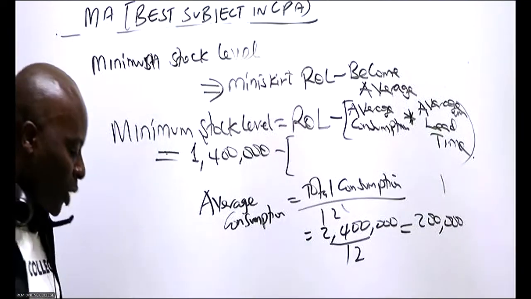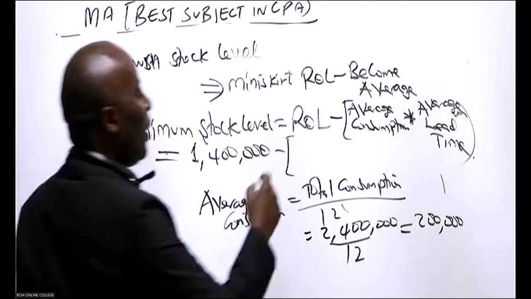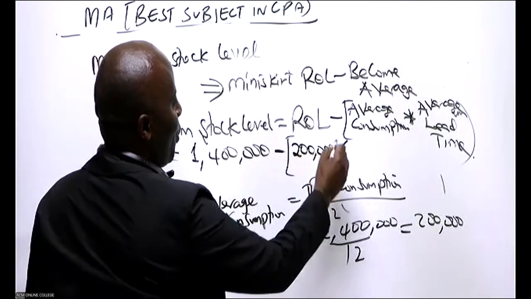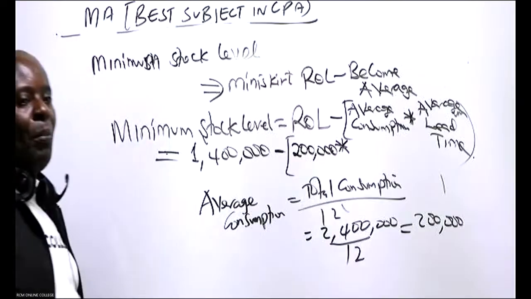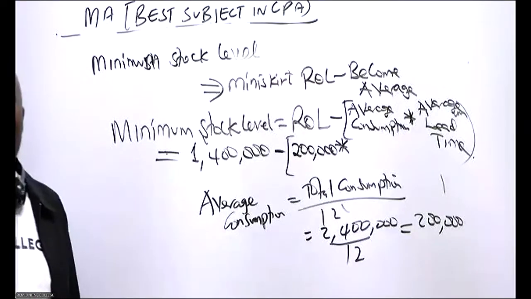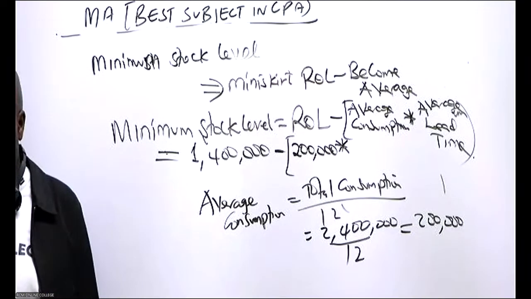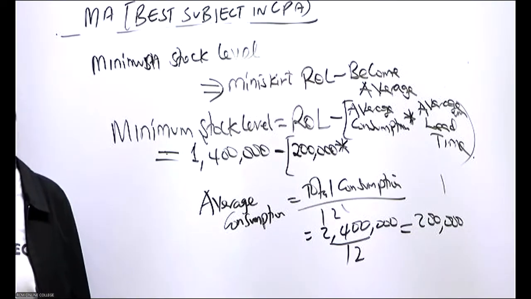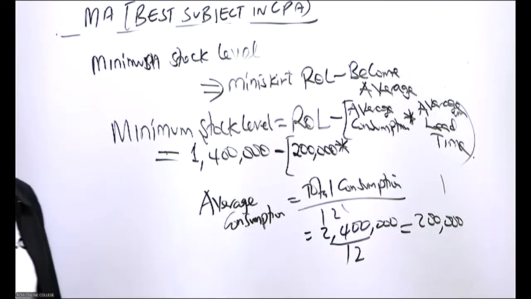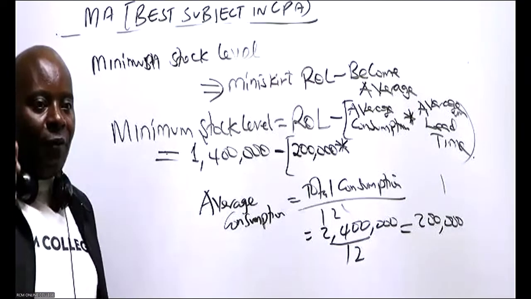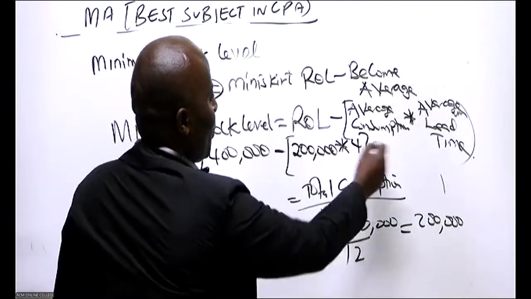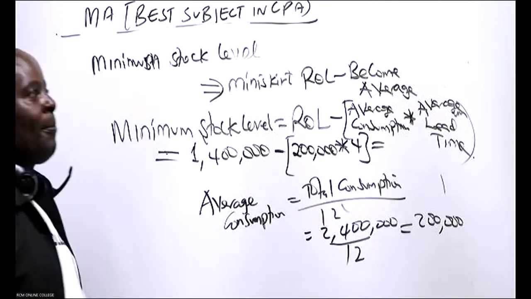So then come back to the bracket. Minus average consumption is 200,000. Do we have average lead time? What is the average lead time? Remember, minimum is 3, maximum is 5, average is 4. So are you able to give me this answer here?